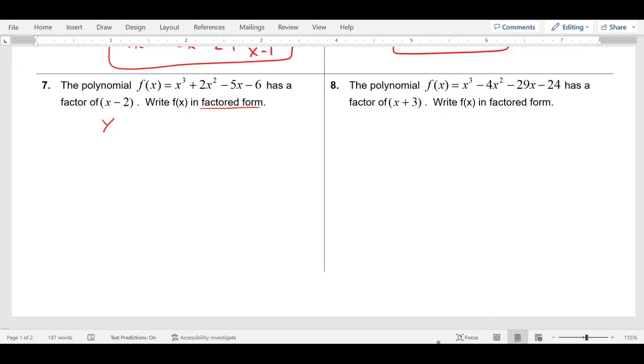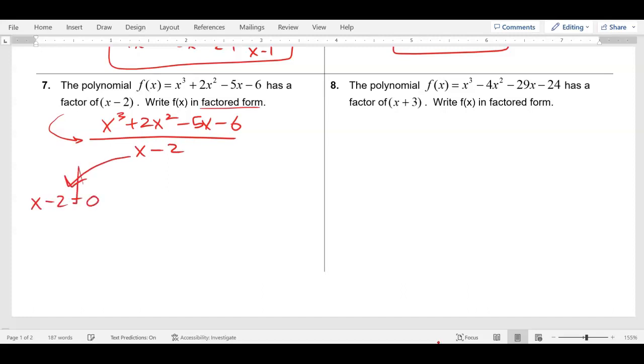So what we're going to do is we're going to rewrite this. If it's a factor, you're going to divide. Just like the last two, you're going to put this over here. x minus 2 equals 0. Add 2 to both sides. You get x equals 2. This goes right here. It's the multiplier.